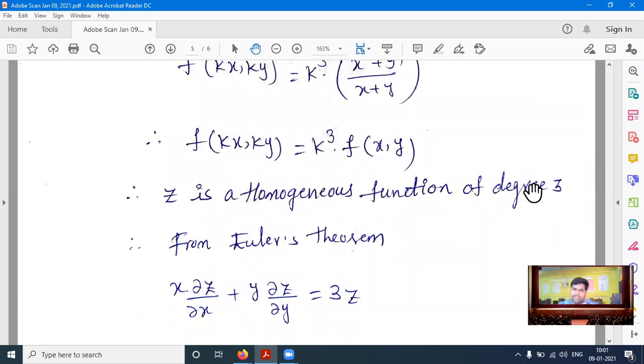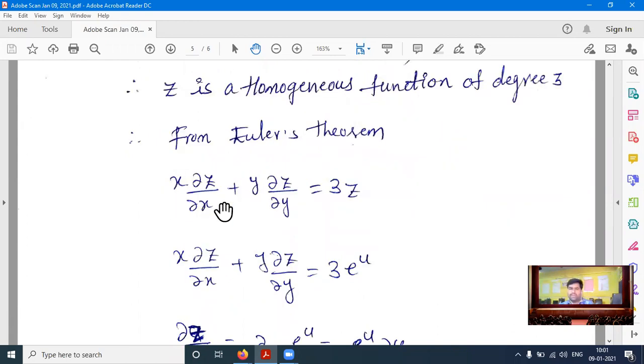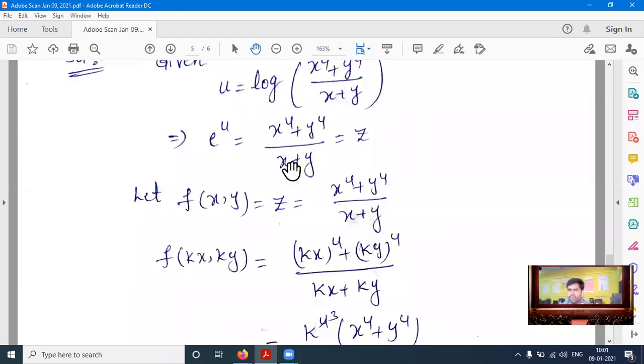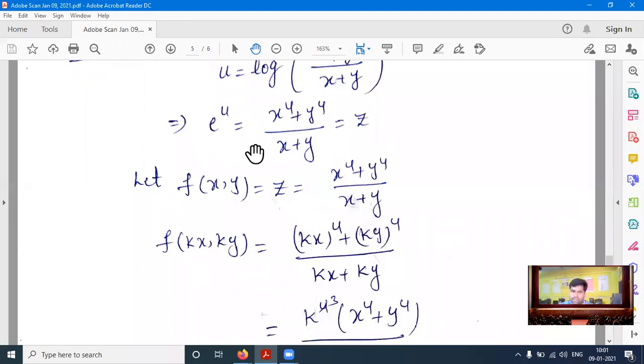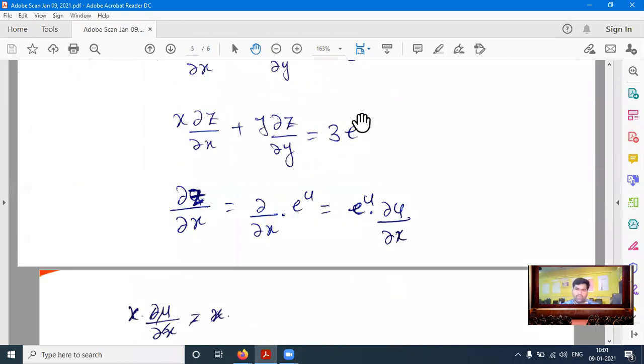So here n value is how much? 3. So from Euler's theorem, x into dou z by dou x plus y into dou z by dou y is equal to nz. So n means 3, okay, 3z. So x dou z/dou x plus y dou z/dou y is equal to 3 into z. And z is nothing but (x^4 + y^4)/(x + y), which is equal to e to the power of u. For differentiation, which one is easy? This one is easy, so z is equal to e to the power of u. So 3 into e to the power of u.